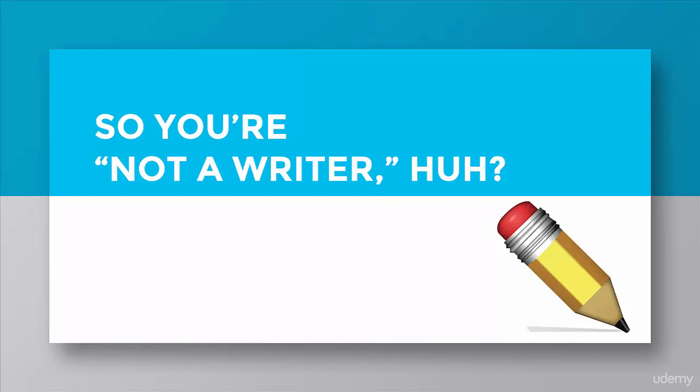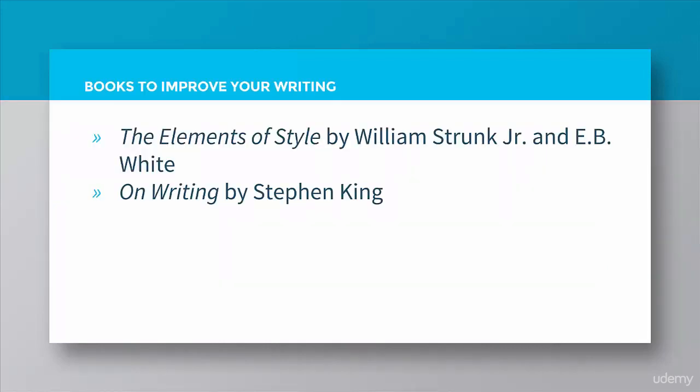Again, the best way to improve your writing is to write, but I also recommend reading content that's written in the style you'd like to emulate. If you want a short reference guide on the mechanics of writing, grab a copy of The Elements of Style by William Strunk Jr. and E.B. White. I'm also a fan of On Writing by Stephen King.